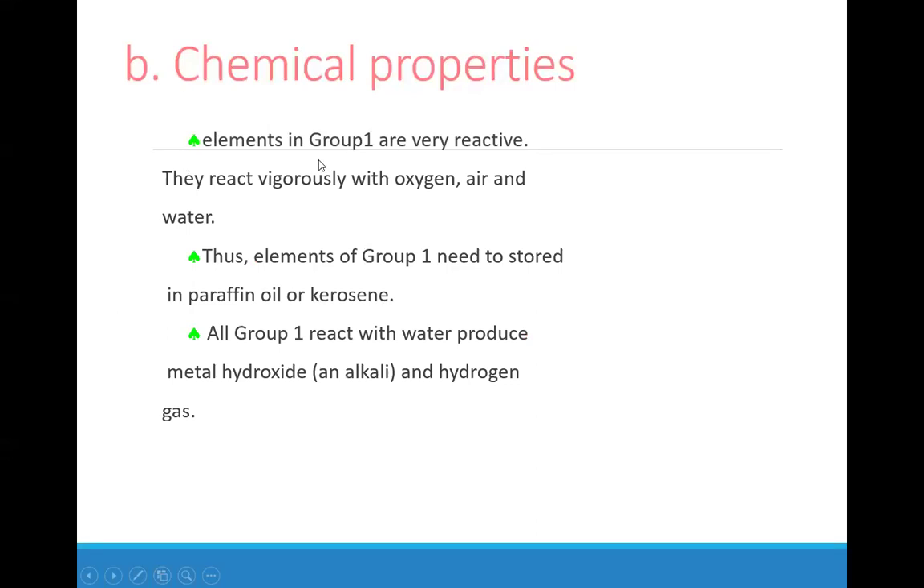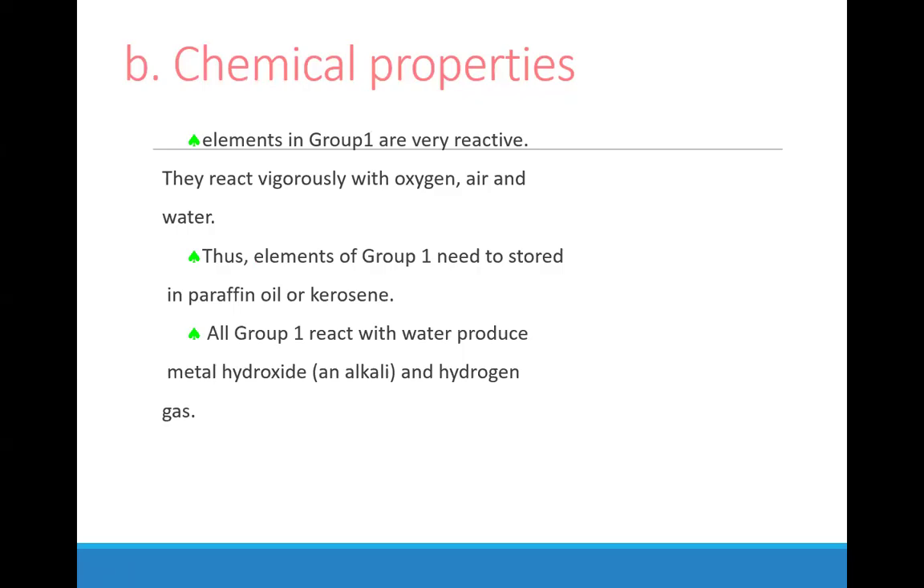So number one, elements in group 1 are very reactive. They're so reactive that they will even react with oxygen, air, and water. Even if you place a block of sodium or lithium or any element outside in open air, it will start reacting with air to form an oxide. So that's why these elements are preserved.